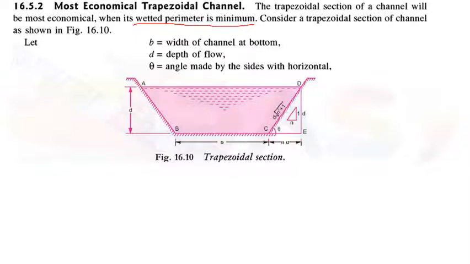So let's see, in the figure you can see that B is the width of the channel at the bottom and D is the depth of the flow, that is the depth of the liquid which is flowing inside the channel, marked on both sides, and theta is the angle made by the sides with the horizontal. So this angle is theta.